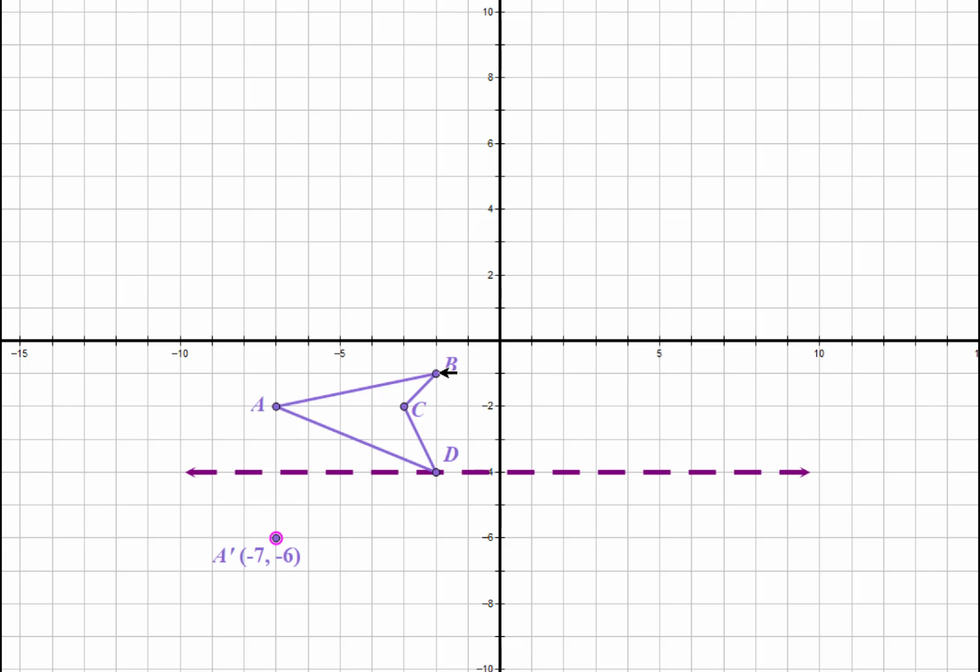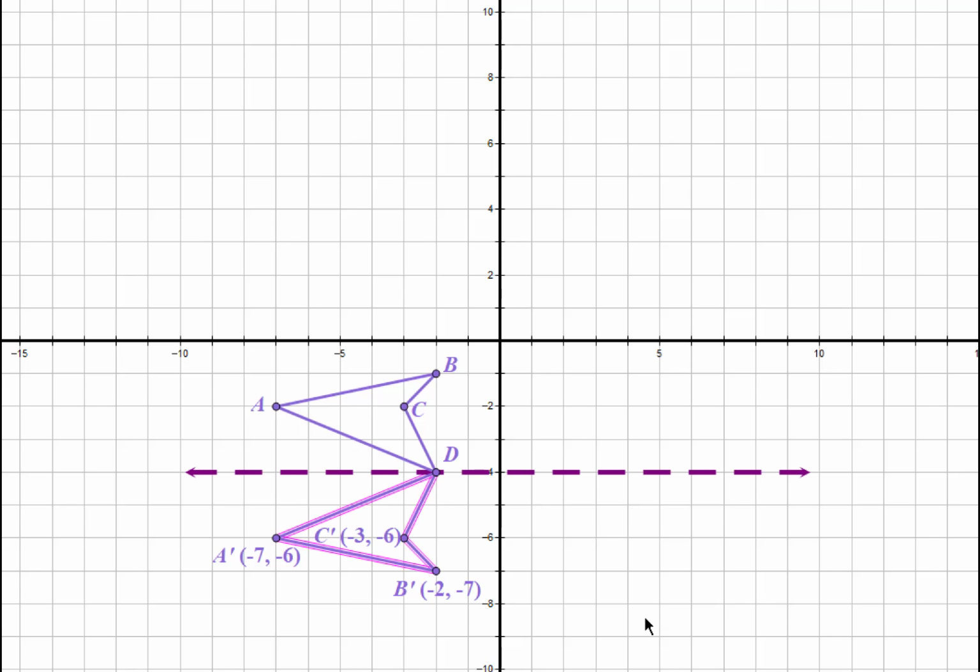I'm going to do the same thing for point B, which is 1, 2, 3 units above the line. So 1, 2, 3 units below the line is where its reflected point is. And C is 2 units above the line, so we need to plot it 2 units below the line. If you notice, when we were reflecting it over these points, our x-coordinate is not changing, just our y-coordinate is changing. Okay, and point D is not going to change because it's actually on the line y equals -4.